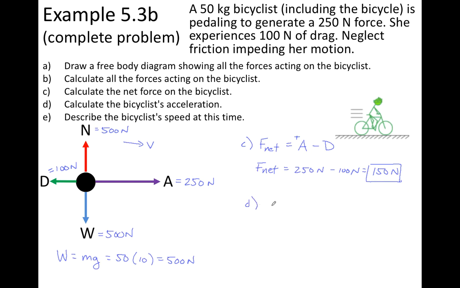Okay, part D wants us to calculate the bicyclist's acceleration. If we know the net force and the mass, then we can use Newton's second law to calculate the rate of acceleration of the bicyclist. So this is going to be 150 newtons divided by the mass, which is 50 kilograms. That works out to be 3 meters per second squared.